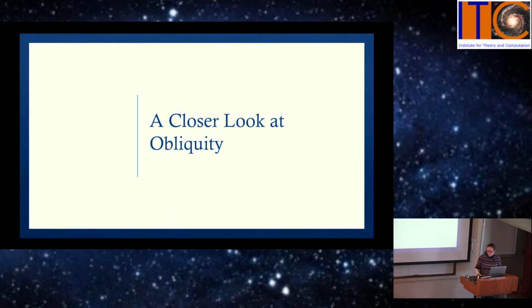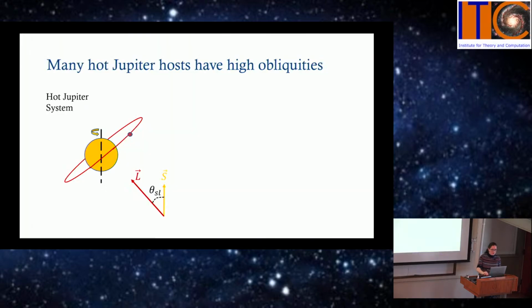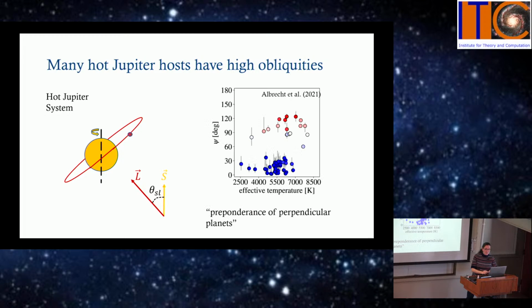And the last thing I'll talk about is the expected obliquity distribution for these planets. Just in case I haven't said it already in the talk, when I talk about obliquity, I mean the angle between the orbital angular momentum of the planet and the stellar spin axis. Many hot Jupiter hosts have high obliquities, and recently there's been some discussion about a preponderance of perpendicular planets, this clustering of planets with obliquities around 90 degrees. These aren't all giant planets shown in the plot, but a lot of them are.